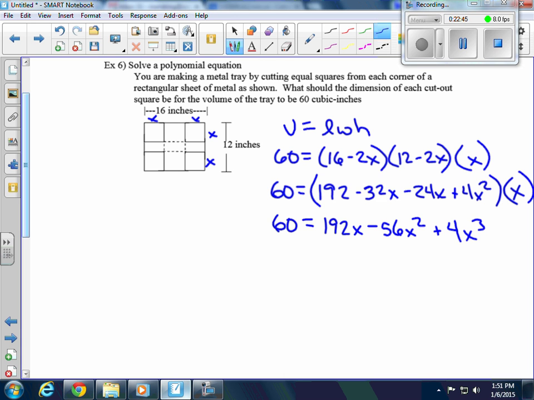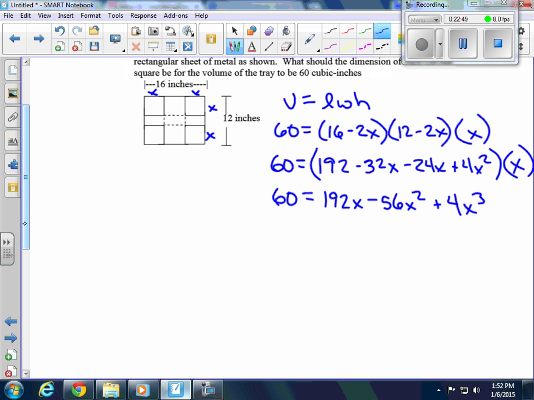So now what we want to do is put it in standard form. So we're going to set it equal to 0. So it's going to be 4x cubed minus 56x squared plus 192x minus 60. So now this is in standard form.